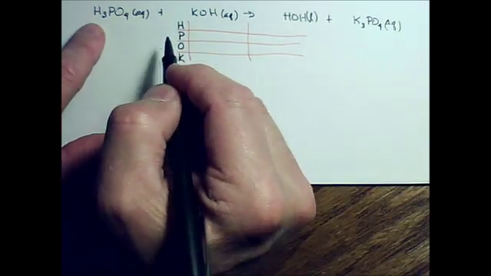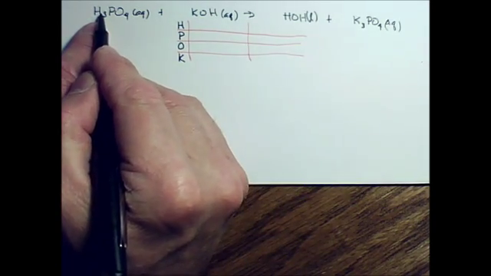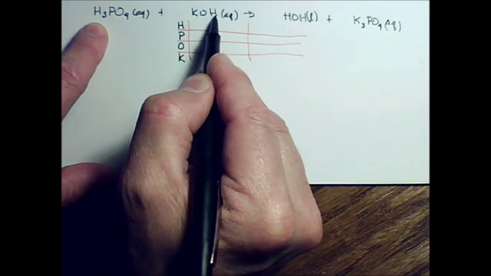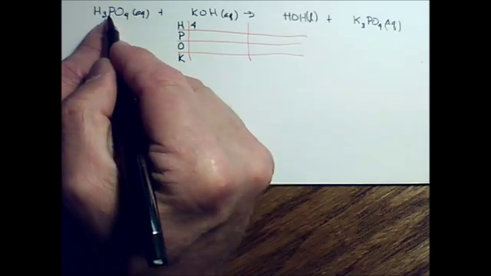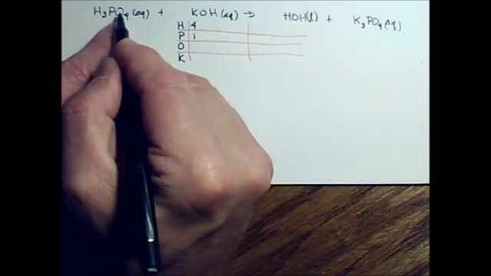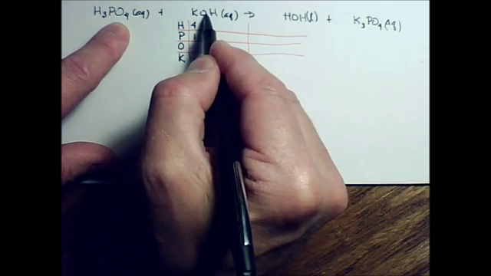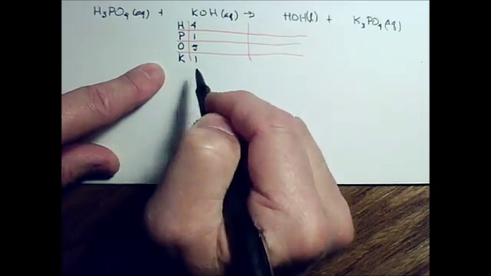So then we're going to count the number of elements we have on both sides. Right now I have 3 hydrogens here, but 1 over here, so that's a total of 4 hydrogens right now. I've got 1 phosphorus on this side of the arrow, and I've got 4 oxygens here, but 1 over here, so I've got 5 oxygens. And I've got 1 potassium.